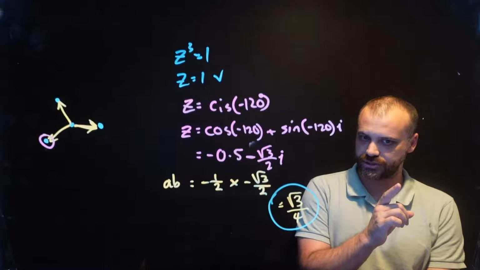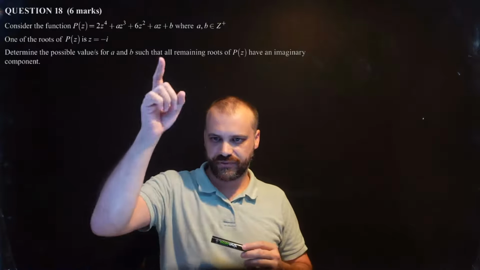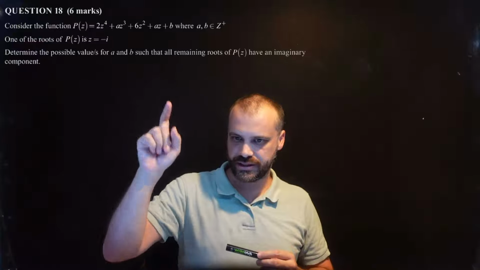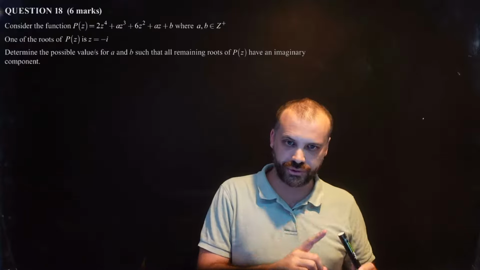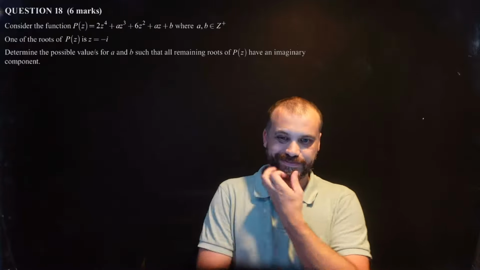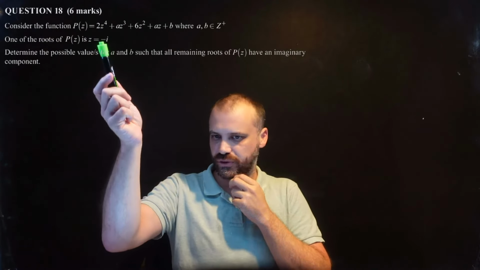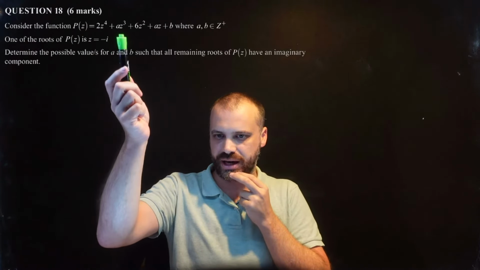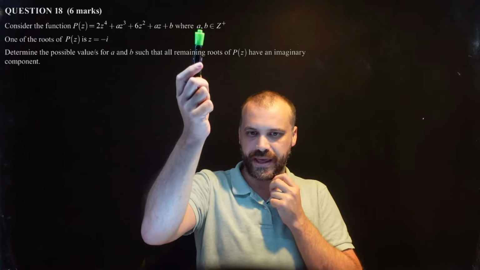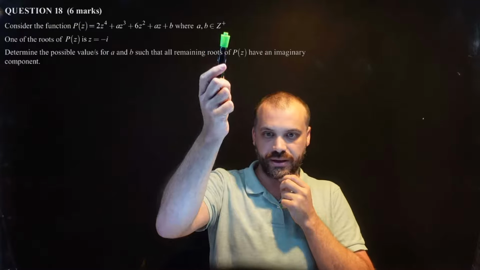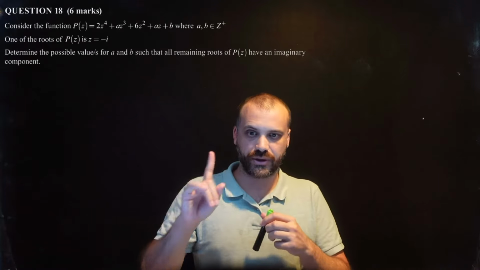And last question. All right, and we are on complex numbers again. Consider this function. One of the roots is this, and then determine the possible values for a and b such that all remaining roots have an imaginary component. Okay, tricky. What do we have? We have a polynomial of degree 4, and we have an a coefficient and a b coefficient. And we're told that a and b are positive, and we're told that they're real.